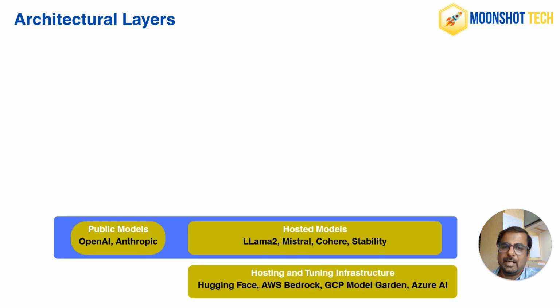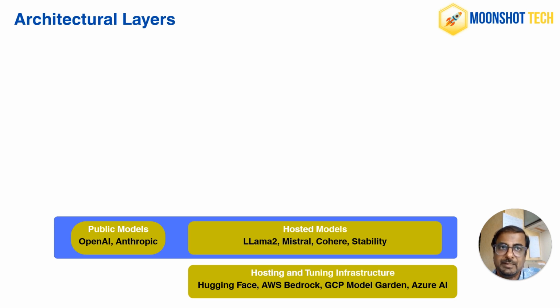Now, let's talk about the different architecture layers when it comes to building your LLM application, GenAI application, right? At the core of your application is your LLM models, right? So these LLM models could either be public models, which are like OpenAI, ChatGPT 3.5 and 4. One thing to be aware of here is when you are using these models, you need to be aware that your data can be used for future training of these models, right?